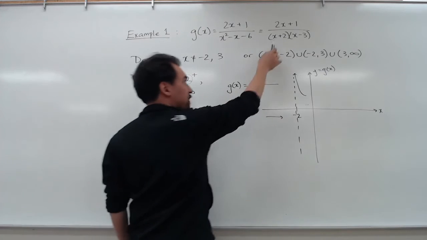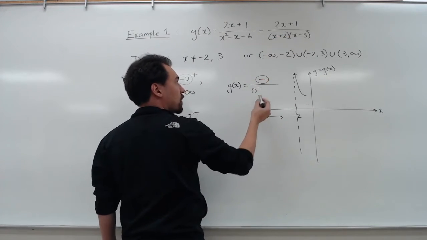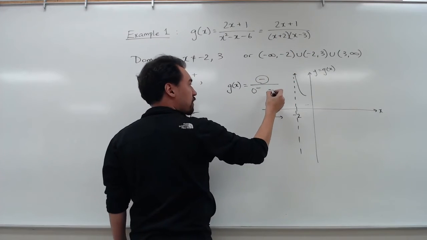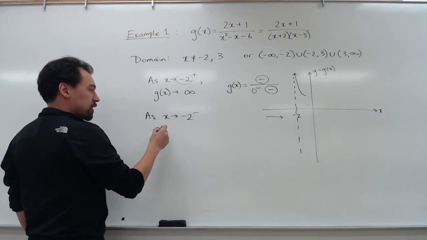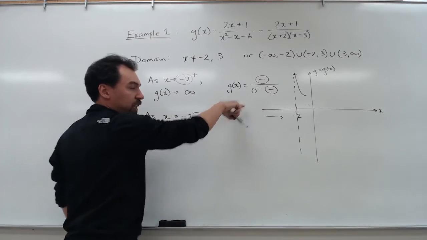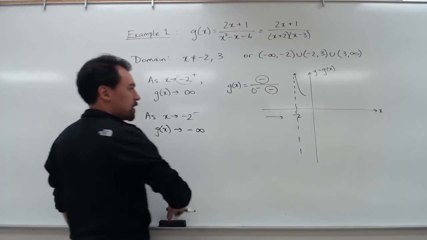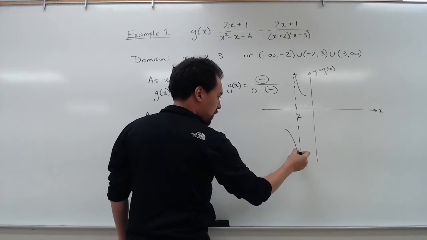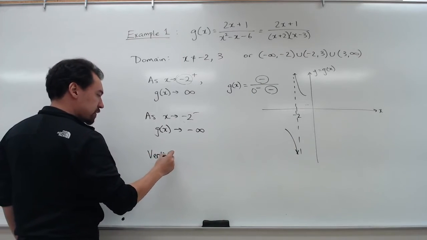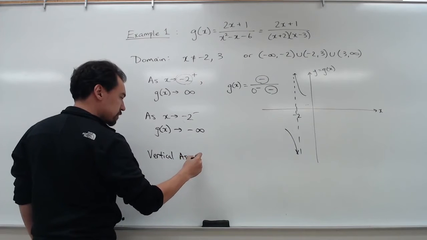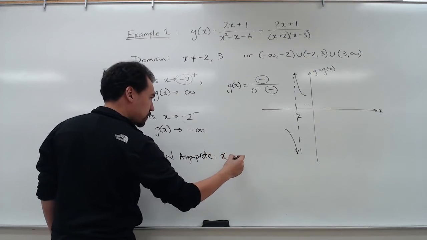Then plug it into the rest. Close to -2 doubled is close to -4, plus 1 is close to -3, same as before. Close to -2 minus 3 is close to -5, negative as before. So negative over overall positive gets me a negative, but since I'm dividing by close to 0, I have a very negative number. I'm approaching negative infinity. That means this direction, I'm approaching that. This put together tells me I have a vertical asymptote at x equals -2.